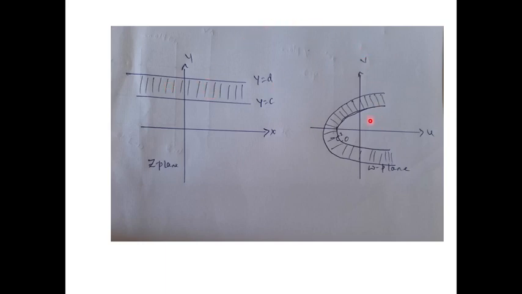That image in the w plane comes as a parabola. What is the vertex? Minus c square comma 0. Minus c square comma 0 means here. Okay. Now it is moving towards the real axis. Real axis is what? Real axis means u.